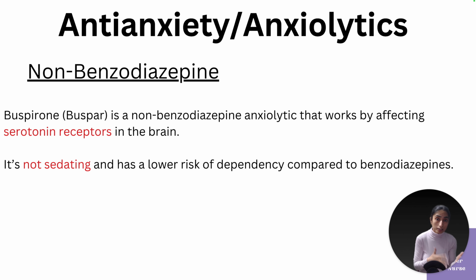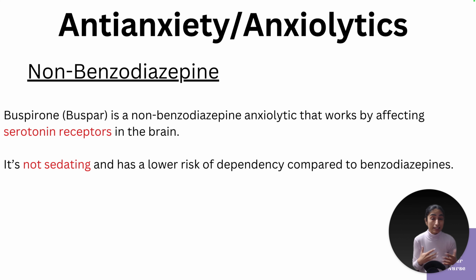Now we are jumping to another type of anti-anxiety drug, which is non-benzodiazepine, okay? The most common non-benzodiazepine is buspirone. Now we're going to compare it with the benzodiazepine, okay? Benzodiazepine induces sedation. Non-benzodiazepines are non-sedative, okay? With benzodiazepine there is a high risk of dependency, but with non-benzodiazepine there is very low risk of dependency, okay? Benzodiazepine acts on the GABA receptor, while the non-benzodiazepine buspirone acts on the serotonin receptor, okay?